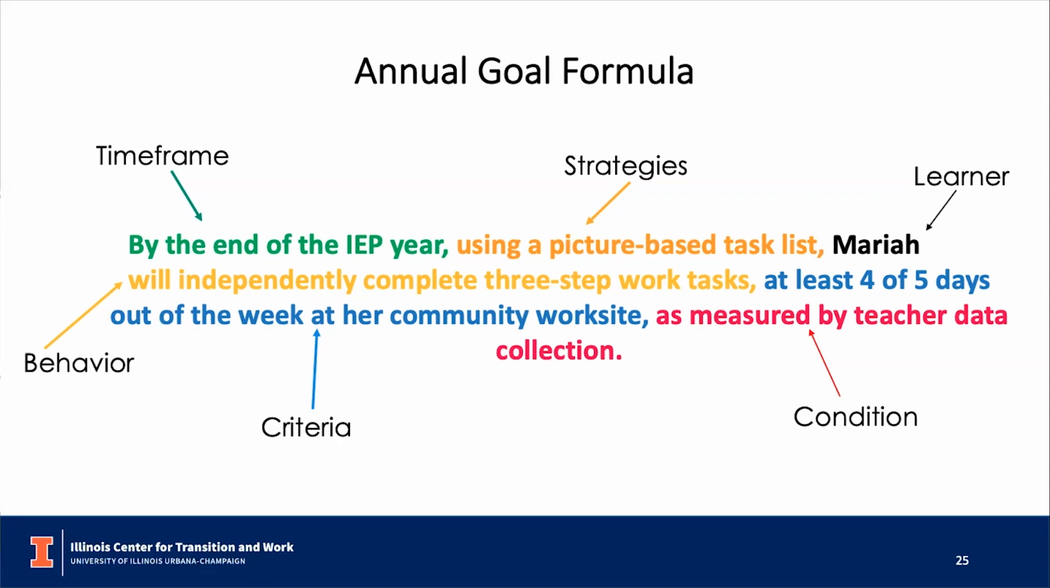I hope you can picture what this looks like. She's in her community work site. She's got 3-step tasks. She's got a picture-based task list, so she knows exactly what needs to happen. The teacher's observing, collecting some data on this. And I want to see this at least for the 5 days. Again, annually. Maybe we start with 2 of the 5 days, or 1, and then lead to 2, and then 3, and build up from there to build her independence. But this is what we should be picturing and seeing when we walk into her classroom.